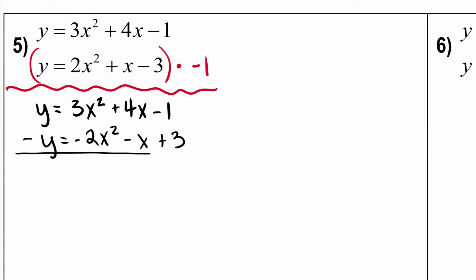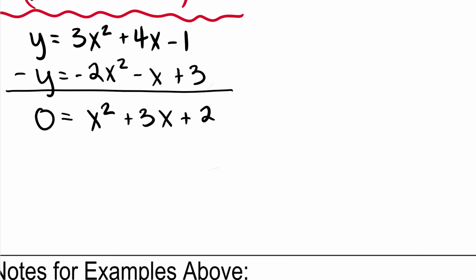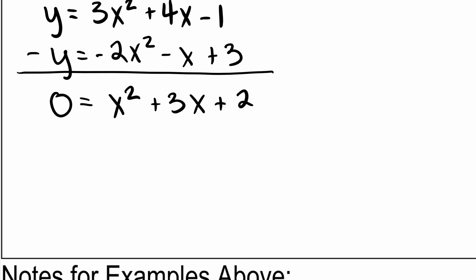And then I simply add everything here. Notice when I do that, my y minus y is 0. That's what I want. And then everything else will work out. So 3 minus 2 is 1x squared. 4x minus 1x is 3x. And -1 plus 3, or 3 minus 1, is just 2. Okay. Now this looks very similar to what we just had, so I'm going to do the same thing.